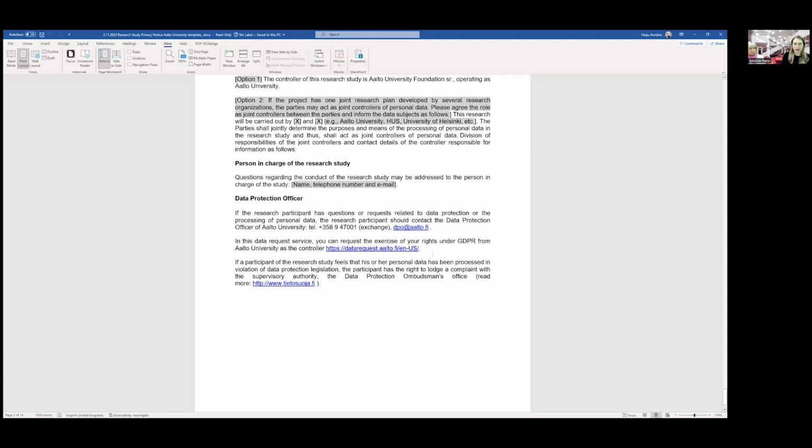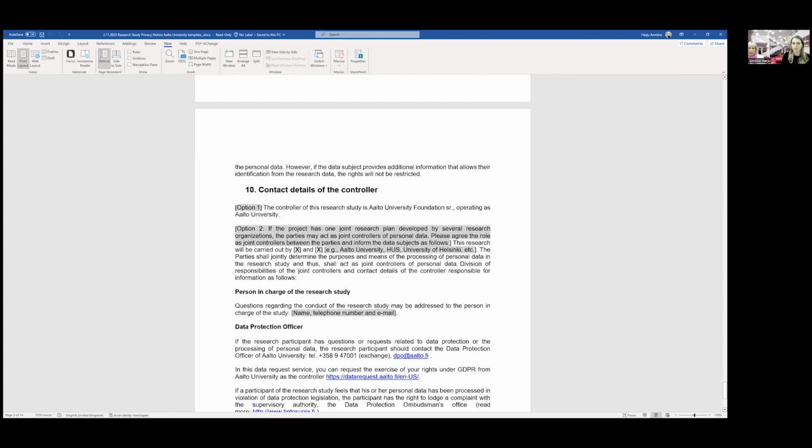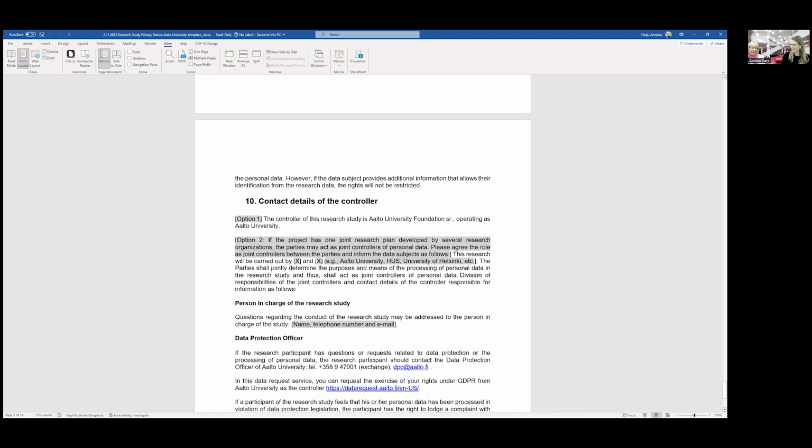And then the last section simply informs who the authority in Finland is, and tells that the participants also have the right to lodge a complaint with the supervising authority, which in Finland is the Data Protection Ombudsman's office. And here is the website link. So that was it. This is so easy.